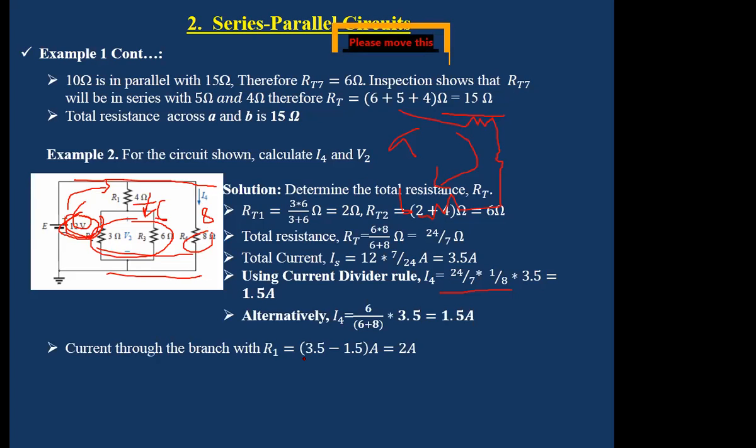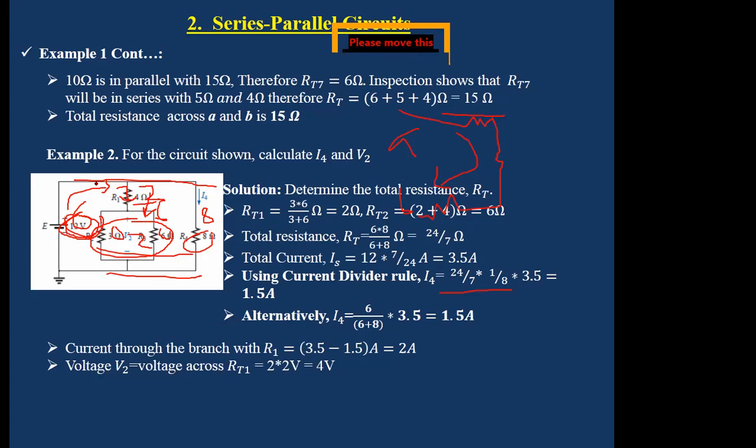Then the current through branch R1, current here, now you want to calculate the voltage V2. The current through R1 is equal to 2 amps. Remember, our total supply is 3.5. This is 1.5, so this is 2 left getting into there. Then the voltage across V2, that is this voltage V2, is the voltage across the parallel combination. So you combine the 3 and the 6 into one resistor, that is 2.